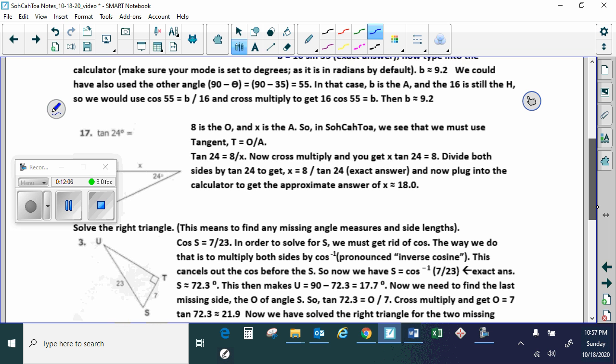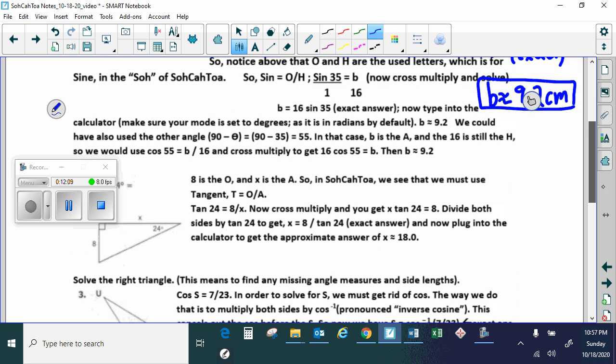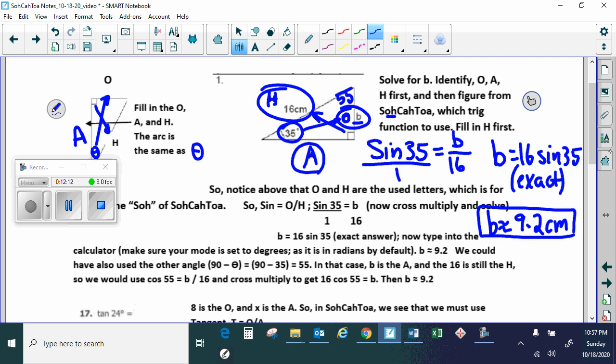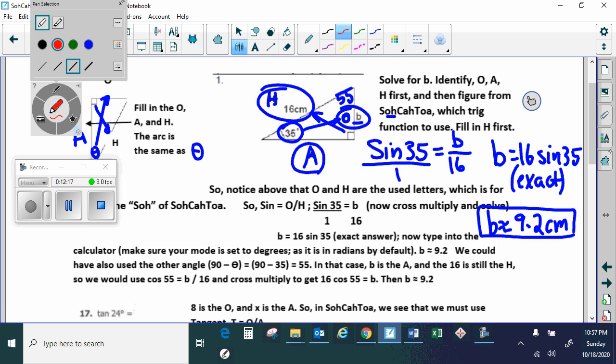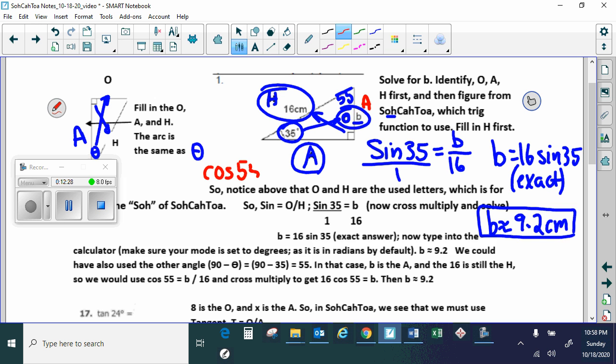Okay, and what I was mentioning here is I could also use the 55 degrees. If I use this 55, now this becomes the adjacent side next to the 55. And so I'd have A over H, which is cosine. So cosine of 55 equals the adjacent side, lowercase b, over the hypotenuse. So if I type in 16 cosine 55, I should get the exact same answer as 9.2 because I'm solving for the same variable.